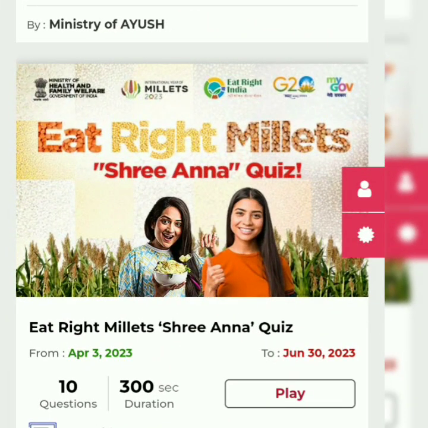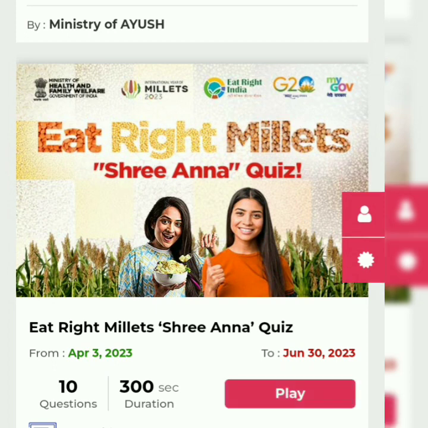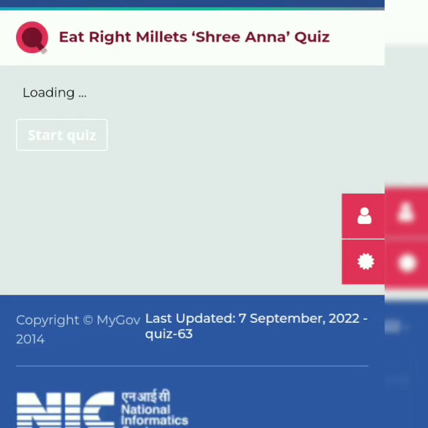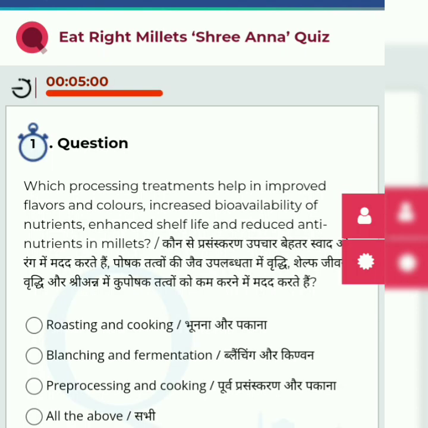Shri Anna quiz. Start quiz. Which processing treatments help in improved flavors and colors, increased bioavailability of nutrients, enhanced shelf life, and reduced anti-nutrients in millets? Roasting and cooking, blanching and fermentation, pre-processing and cooking, all of the above.